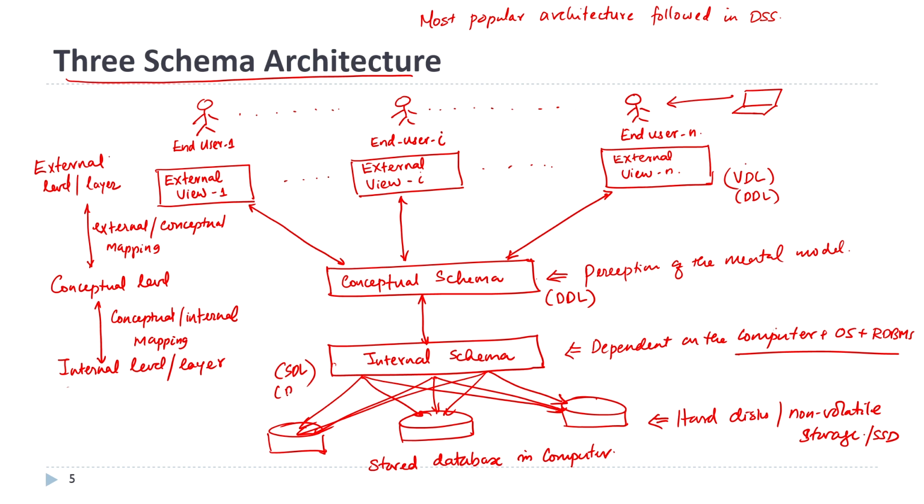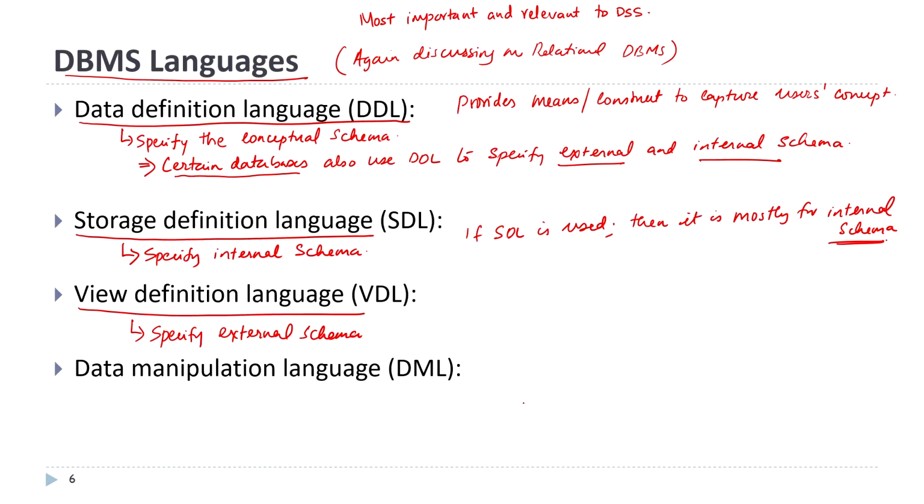Okay. So certain languages or database management systems use DDL throughout. In certain cases they have DDL for the conceptual, VDL, the view definition language, for the external, and the storage definition language for the internal schema. Okay. If that is the case, then there comes the last one, which is called DML, data manipulation language. Okay. So this is a tricky one.